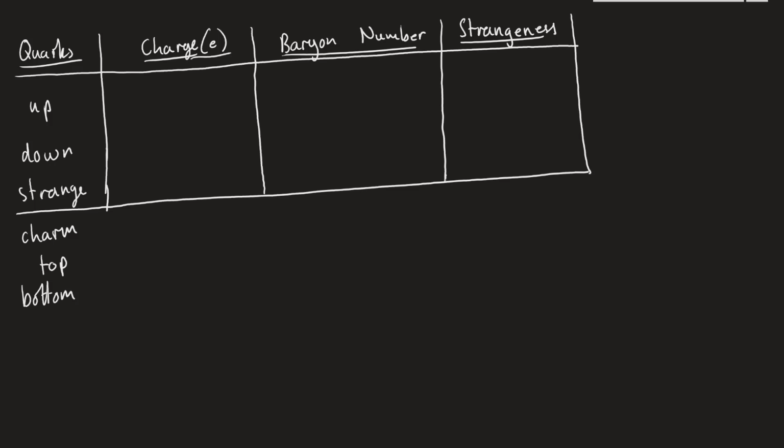Okay, but what we need to know is that an up quark has a charge of plus 2/3 the charge of an electron, down is minus 1/3 the charge of an electron, and strange is also minus 1/3 the charge of an electron. Baryon number, they all have 1/3.